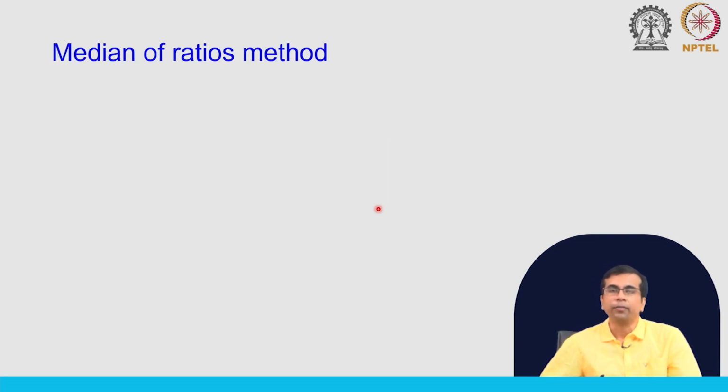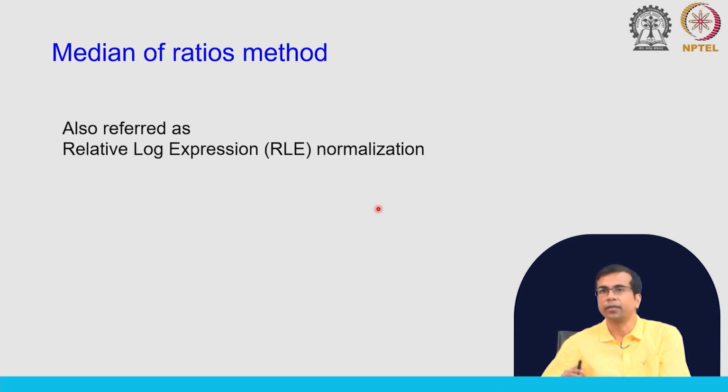So, we come to the next method, which is the median of ratios method. This is a method that again does not assume anything. What it does is a series of steps to actually address this RNA composition bias issue, along with other biases that are present in the data. Sometimes it is also referred to as relative log expression normalization, although this was not introduced by the original authors. But if you see this term RLE normalization, you can fall back: this is the same method as the median of ratios method.